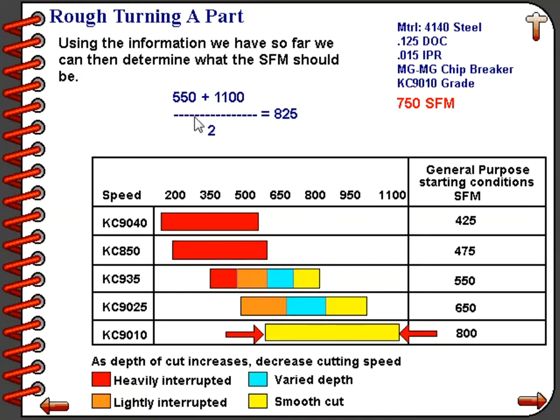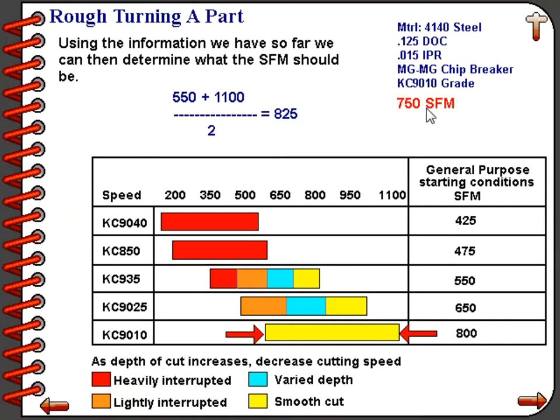So we add these two together and divide them by 2 to get our mid starting range, and that would be 825 SFM. But if you notice, there's a note at the bottom of this chart. It says, as the depth of cut increases, decrease the cutting speed. So that would mean that in this range, we would want to favor the higher speed for our finishing applications and the lower speed for our roughing applications.